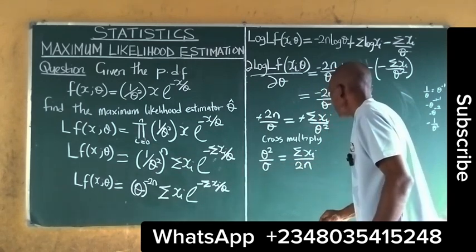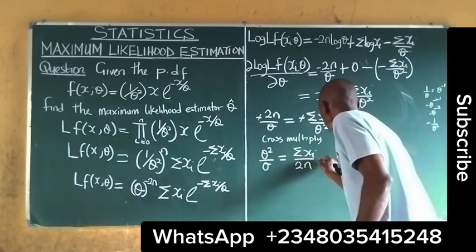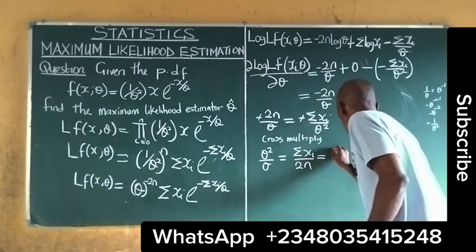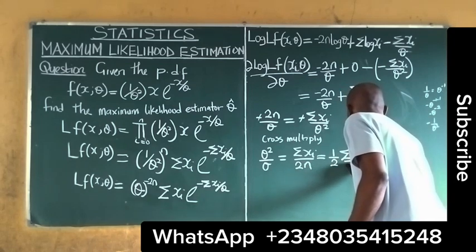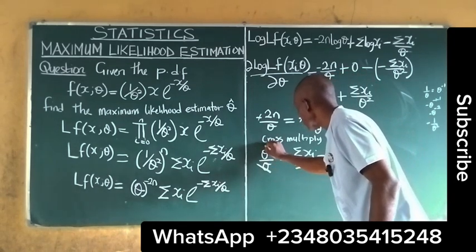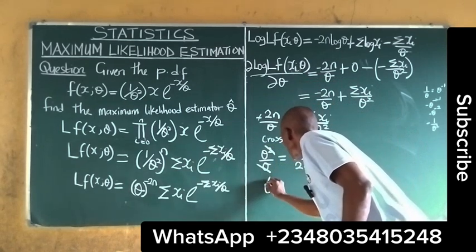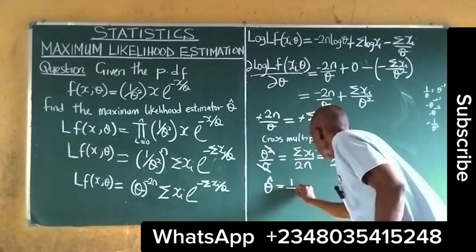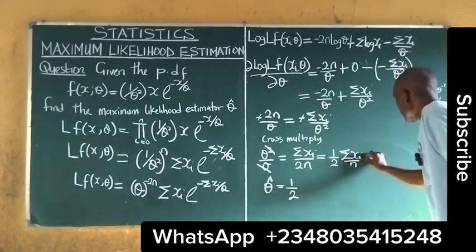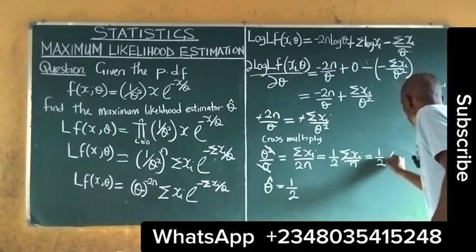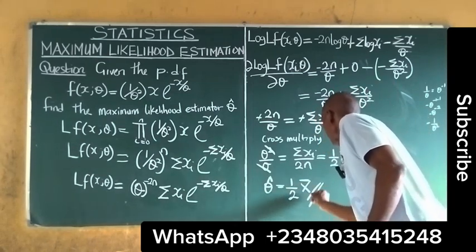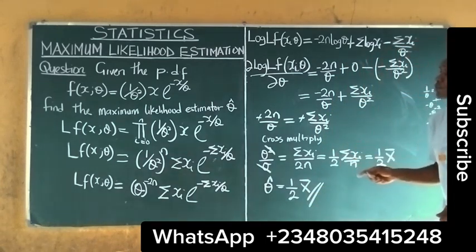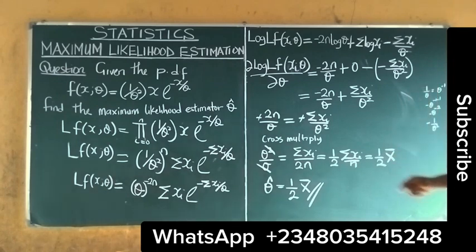which is the same thing as 1 all over 2 summation of xi all over n. So this will cancel this. We'll be left with theta estimate. Our theta estimate will now be 1 all over 2. Of course, we know this is the same thing as 1 all over 2 mean. So we have 1 all over 2 this as our estimate. So this is how to compute the maximum likelihood estimator for theta given that function.